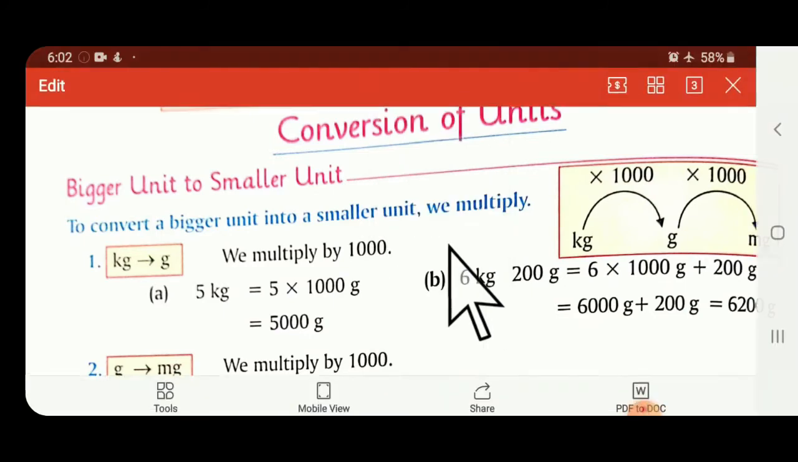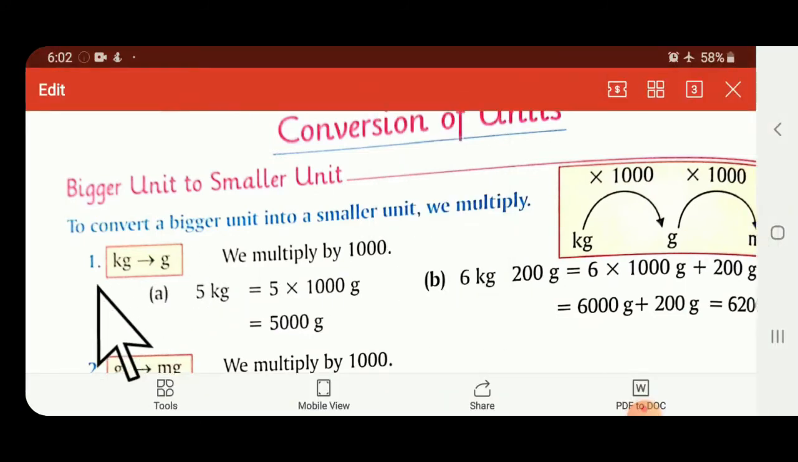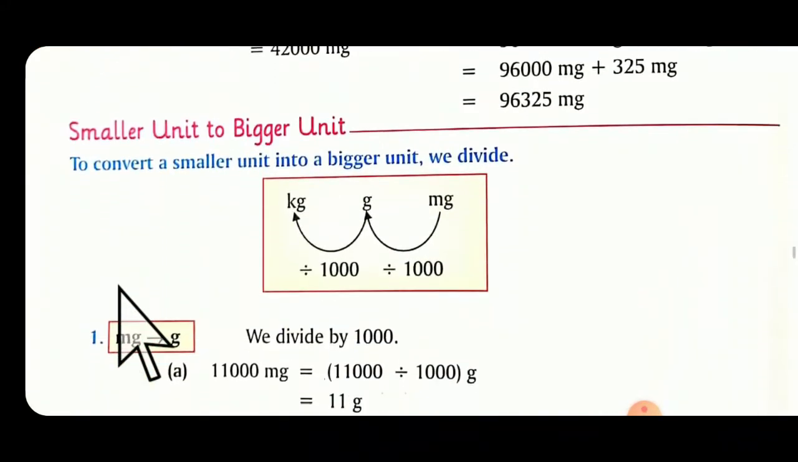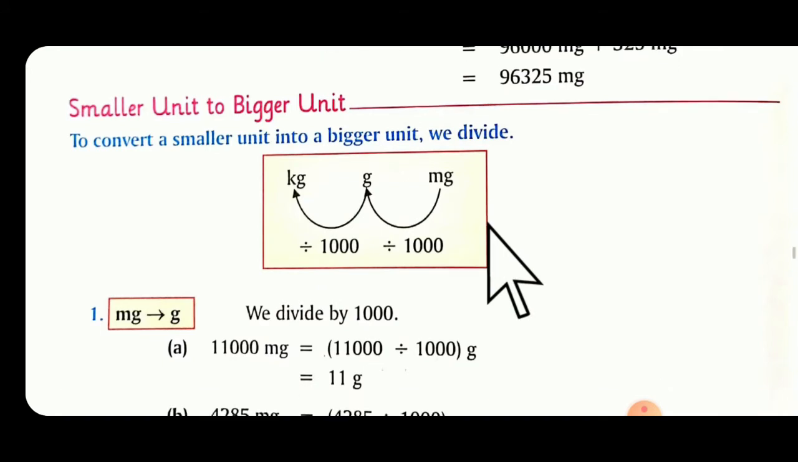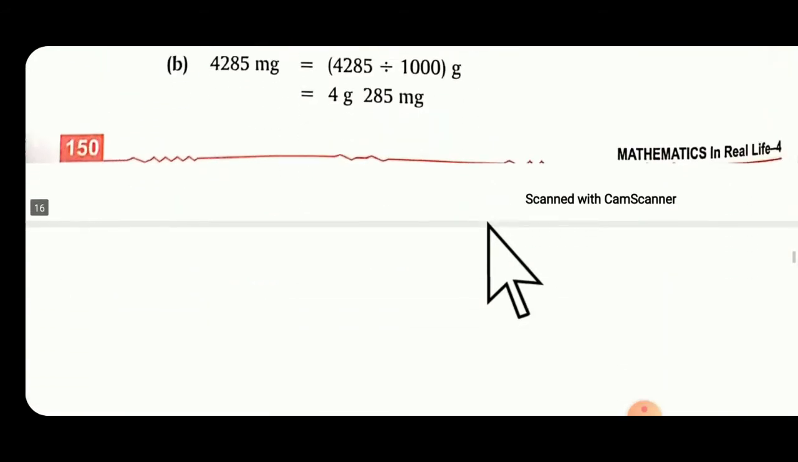So like that, we have exercise also. Then smaller to bigger. See, smallest is the milligram and kg is the biggest. To move from small to big, we are going to divide, as done in length also. There we had 10 units, here we have 1000.